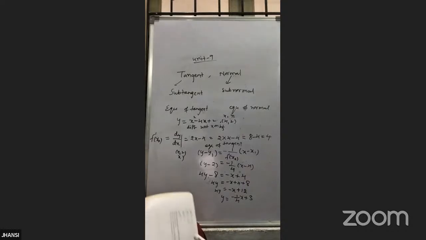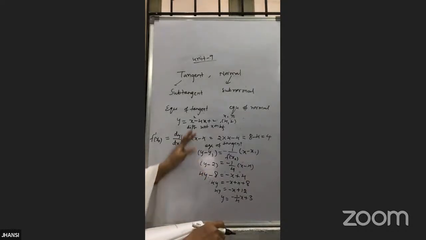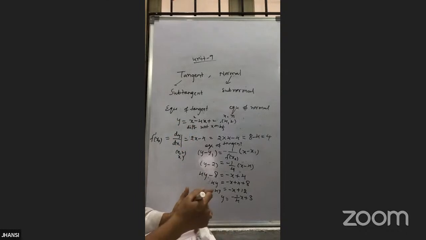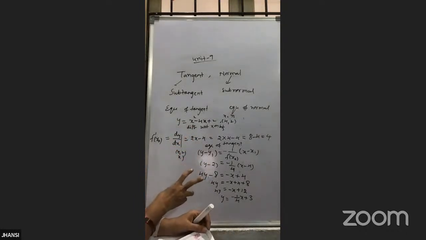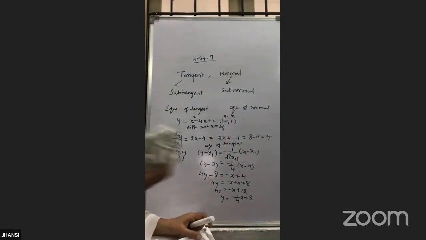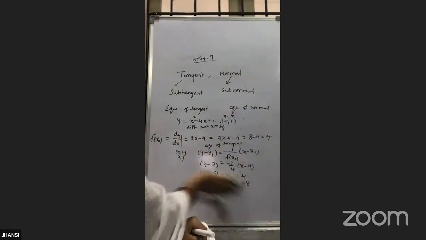So like this, we can find the equation of the normal and also the equation of the tangent. So of these two questions, any one you will get for the 5 marks. That will be the 7th question in section A.